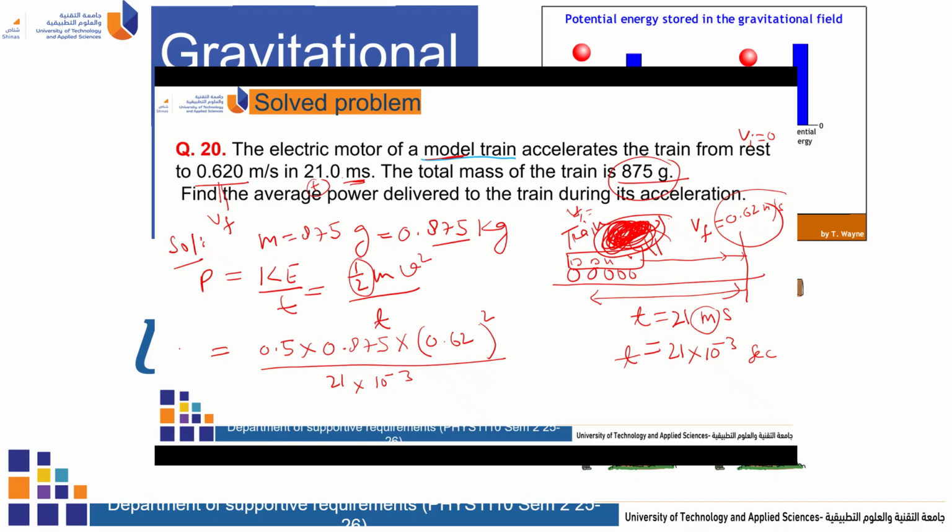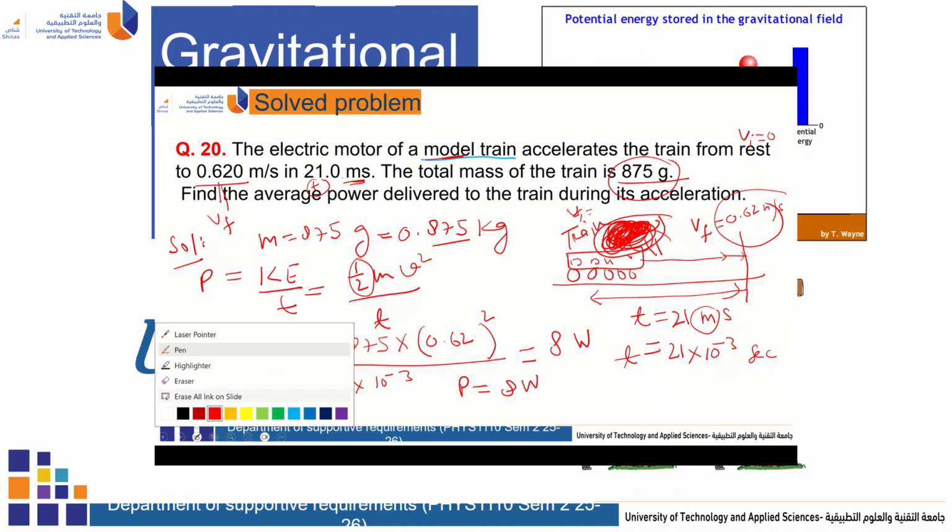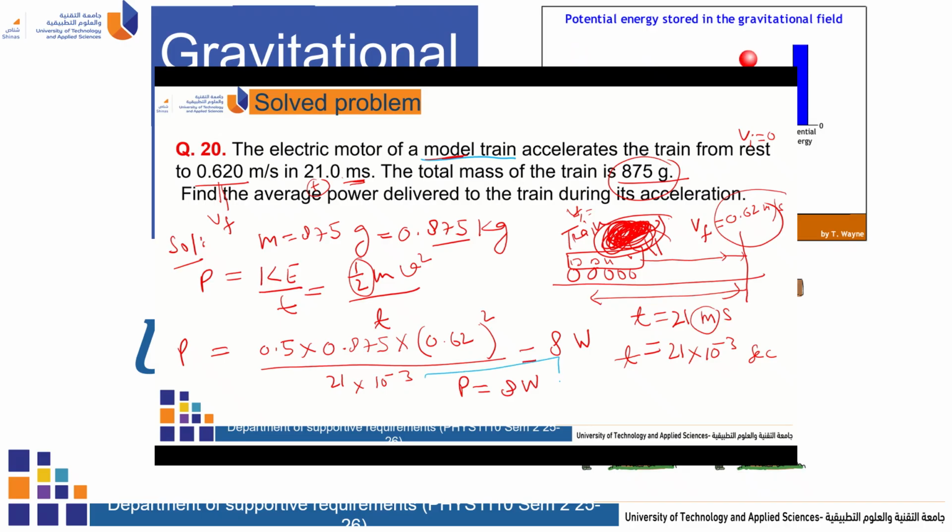So I have to calculate the whole thing, and if I calculate on the paper, this will be 8 watts. So the power of the train is 8 watts. This is your answer.